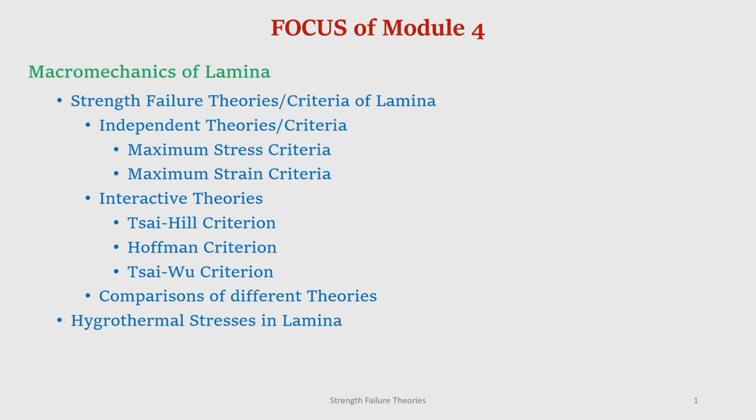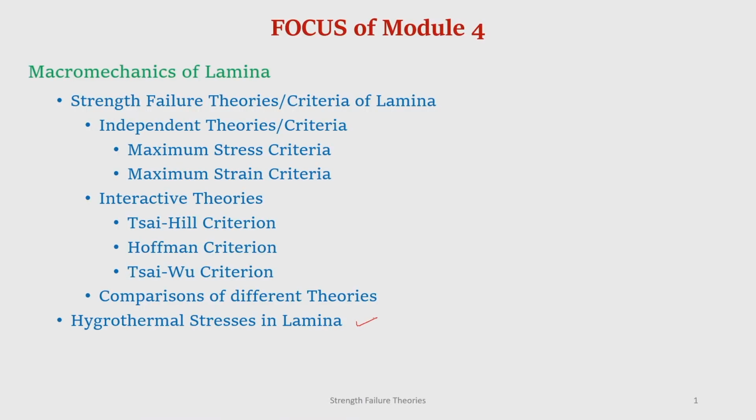So, till now in macromechanics of lamina, including the third module, we have developed the stress strain relationship for generally orthotropic lamina as well as for specially orthotropic lamina. Given the stresses, we can find out the strains and vice versa, and then using those stress strain relationships in terms of compliance matrix, stiffness matrix, or in terms of measurable engineering constants, we can determine the stresses and strains both with reference to the global axis as well as the material axis.